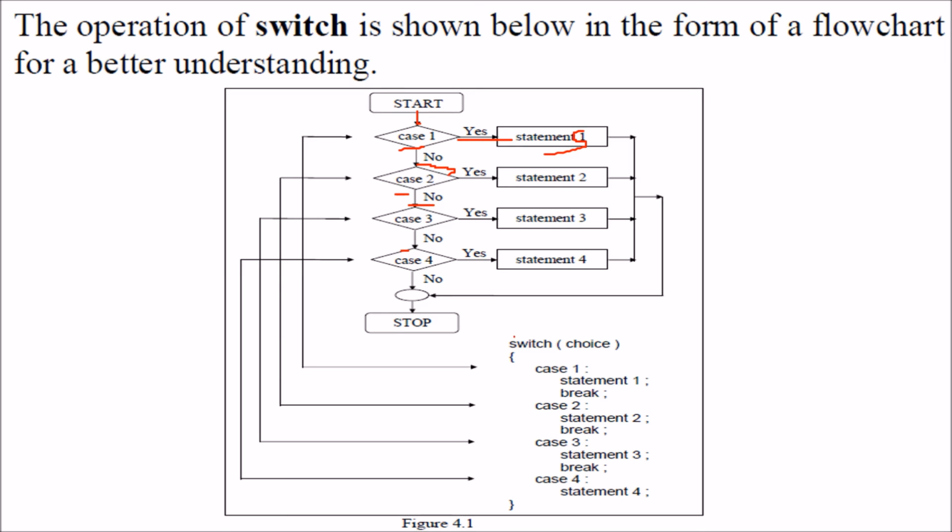There is no necessity to write default. So this goes like this. We have switch, and this is the choice. This choice should be matched with 1, 2, 3, 4, which it matches. If it matches any of these, the statement corresponding to that case will be executed, and you come out of the switch case.